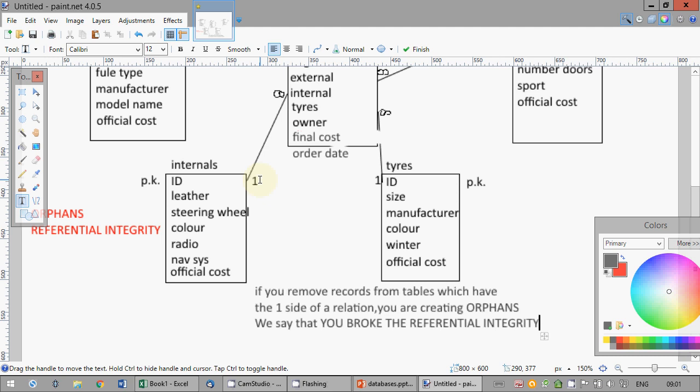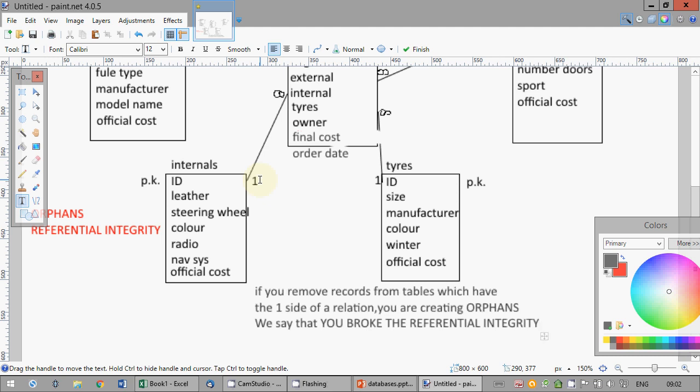Some database programs enforce referential integrity, so they don't let you break it. Others let you break the referential integrity. It's up to you. For example, Access stops you and says you cannot do this because you are breaking the referential integrity. Do you really want to do it? Then it asks you again. Even sometimes after asking you 2 times, it doesn't let you do it.